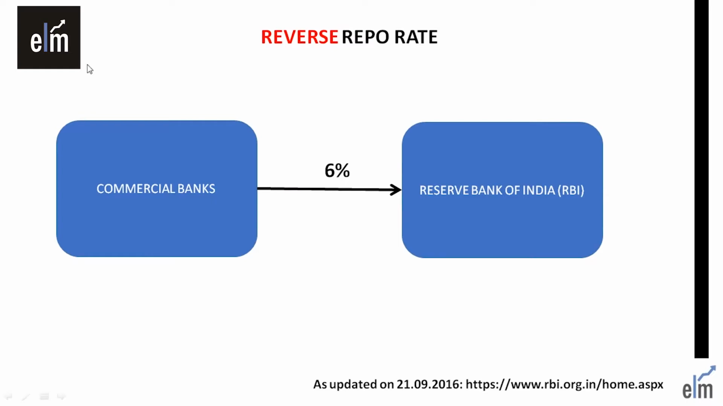Next is the reverse repo rate. As the name suggests, reverse repo rate is just the opposite of repo rate. In this case, the commercial banks deposit their excess short-term funds with the RBI, that is the central bank. This rate stands at 6%.